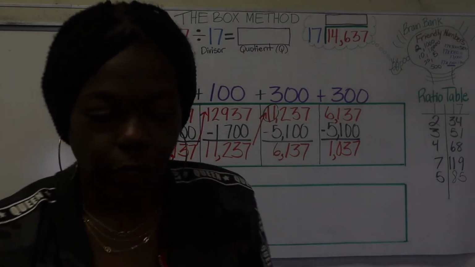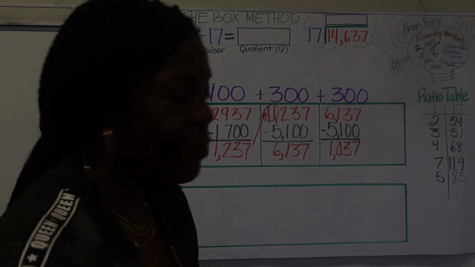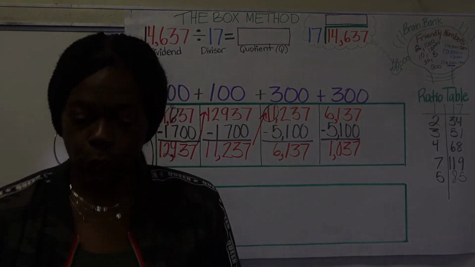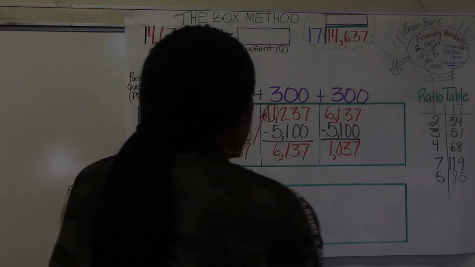Show me 50 on your board. What do you suggest? I was going to say 50. You're going to say 50? Okay, so 50. Try 50 on your board. Show me 17 times 50. Go. Show me 17 times 50.